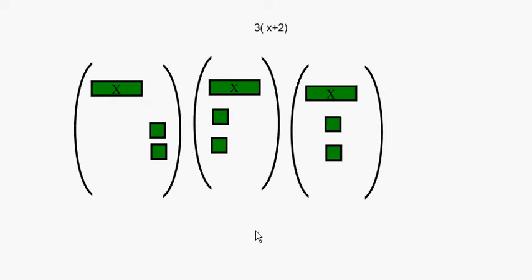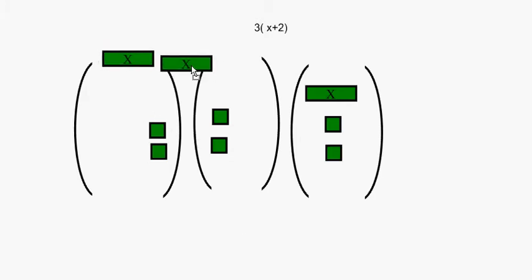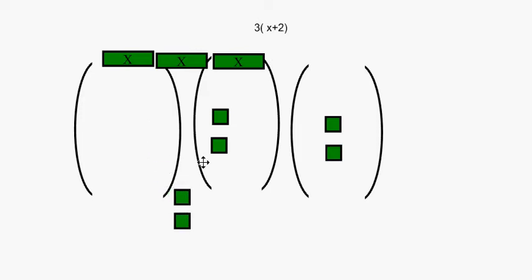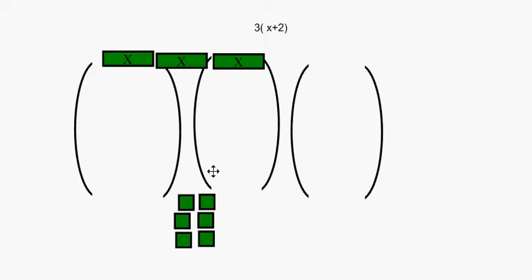If I want to say simplify, then instead of writing it in this multiplication format, I want to find out how many x's I have and how many individual numbers or constants I have. So I could say that I have 3 x's, 1, 2, 3 x's, and 6 individual numbers. So I could write this as 3x plus 6.